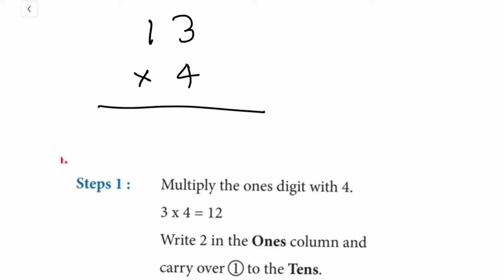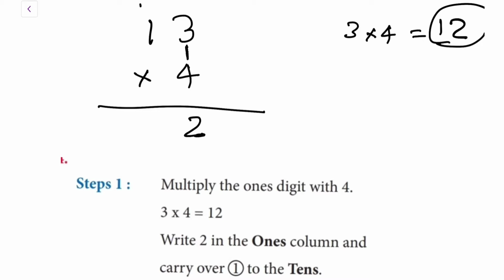Now let's look at how we can actually do the multiplication. Step 1 is to multiply the ones digit. Remember, this is your ones place and this is your tens place. So step 1 is to multiply the ones place with 4. 3 into 4 is 12. So we write 2 in the ones column and carry over 1 to the tens column.